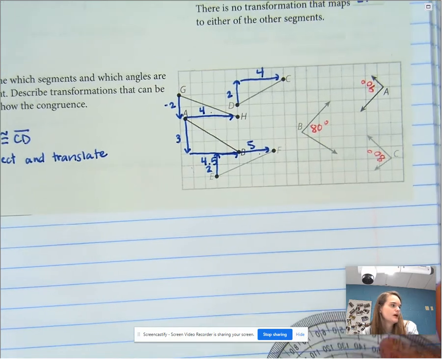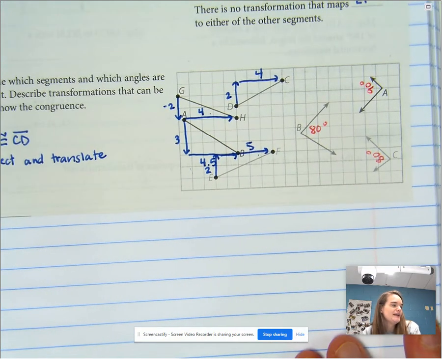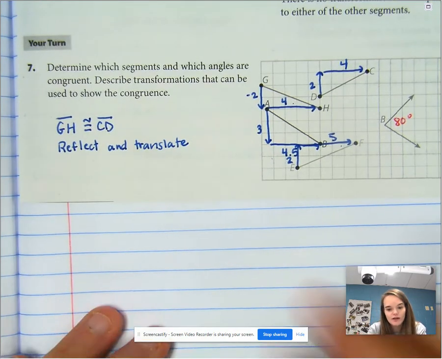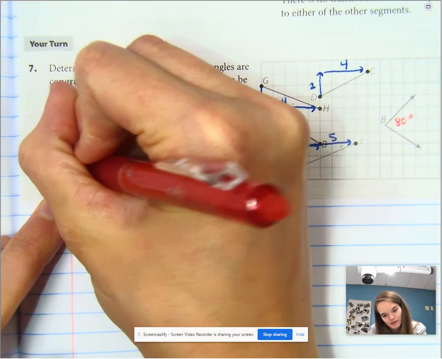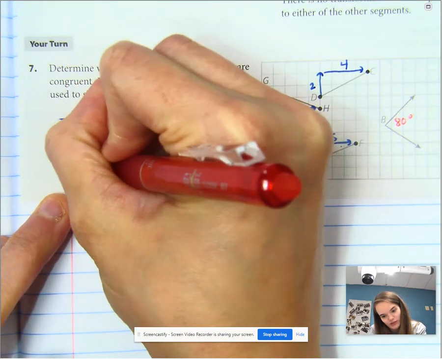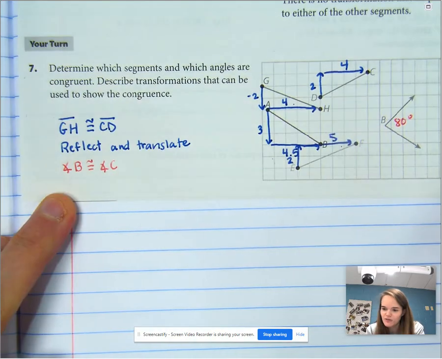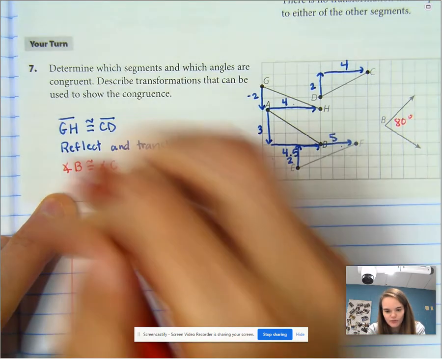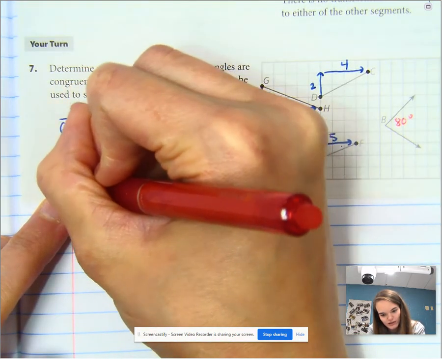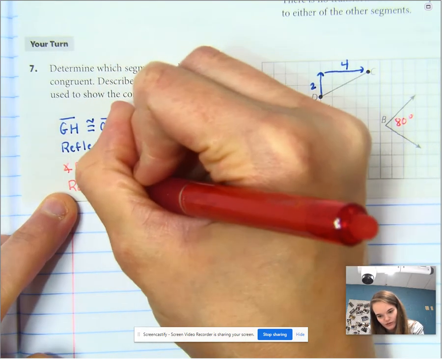I'm back. Okay, so it looks like B and C are congruent. So angle B is congruent to angle C. And let me see, how do we get B to C? We're going to have to reflect and translate again. Most of them are that on these.